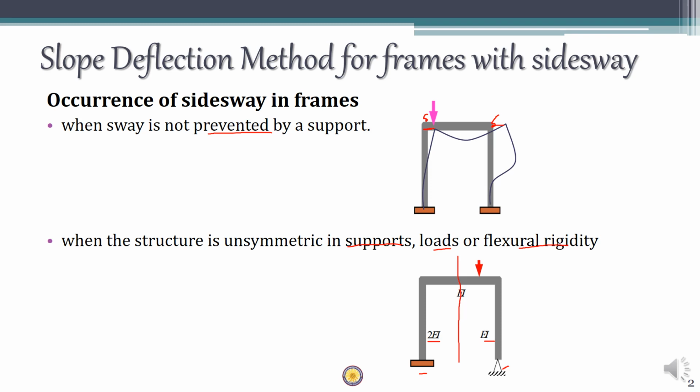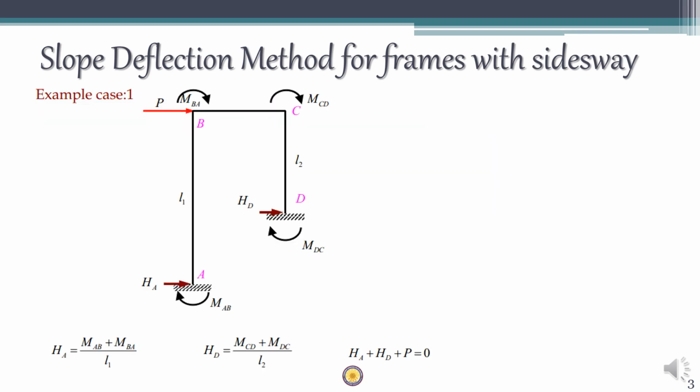So what happens when a side sway occurs is that there is a delta, a side sway value, which is unknown to us. This has to be found out, and also there is always a horizontal load acting at the support. Whenever side sway comes, there is a horizontal reaction at the support. So we will have to find out this additional side sway as well as these horizontal reactions when solving problems having side sway. Let's see various cases in which frames have side sway.